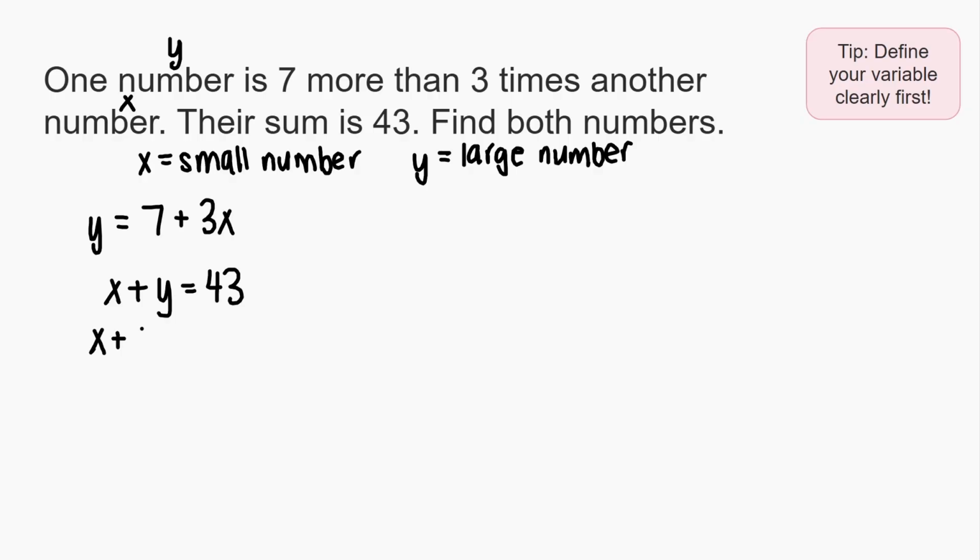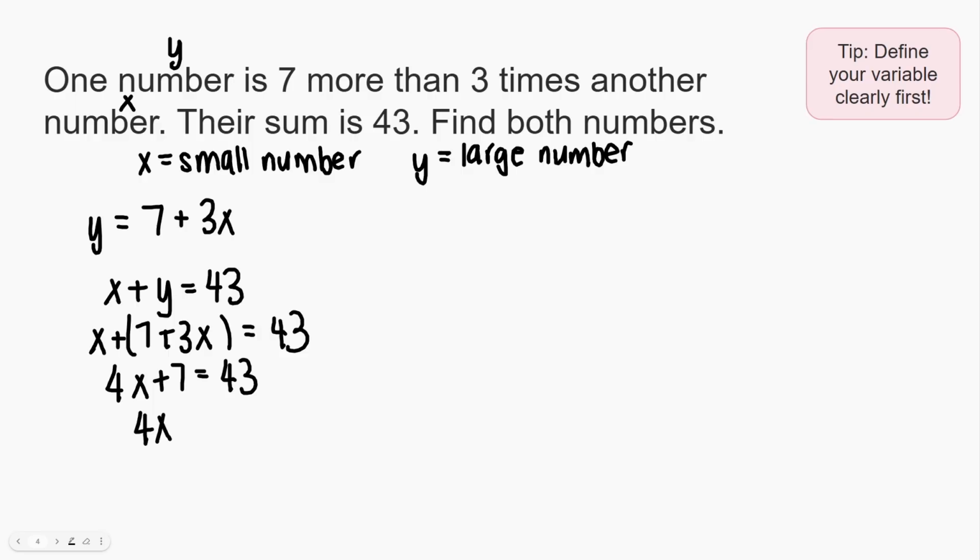x plus 7 plus 3x is equal to 43. So we have x plus 3x, which is 4x. We have a 7 here, so plus 7 is equal to 43. We can subtract both sides by 7 and get 4x equals 36. Once we divide both sides by 4, we get that x equals 9.